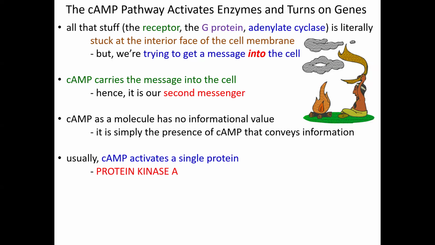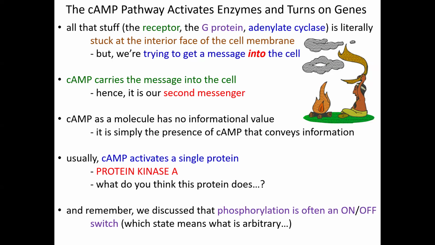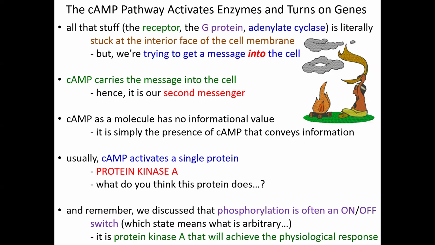That's protein kinase A. So my genuine hope is that you already have some idea of what this enzyme is going to do when it's active. It's going to phosphorylate something. It's a kinase. So when cyclic AMP is present and it activates protein kinase A, that is then going to phosphorylate other target proteins. And remember, phosphorylation for proteins is a toggle switch. Proteins that are on can be switched to off through phosphorylation, and proteins that are off can switch to on, which is due to phosphorylation. So it's protein kinase A that achieves the actual physiological response.